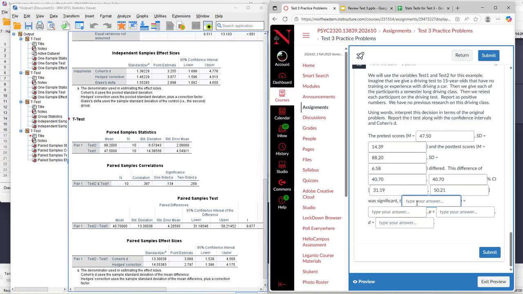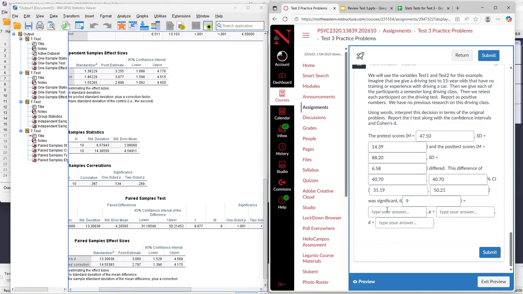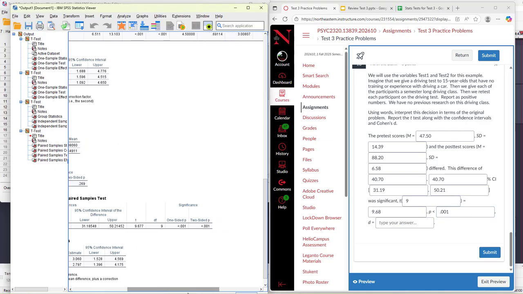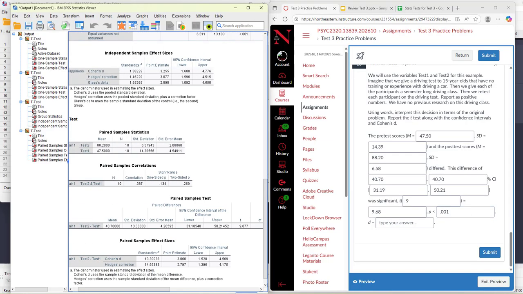Our degrees of freedom, scroll over just a hair, 9. And our value for t is 9.68. And our p-value is less than 0.001. I'm pretty sure. Let me double check it though. Yes. And then our value for d, same thing with last time. It's a pretty big difference. These distributions are completely different from each other, 3.06.